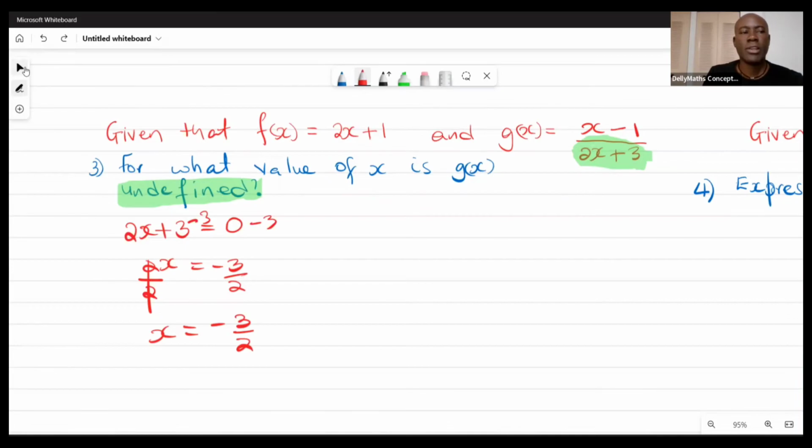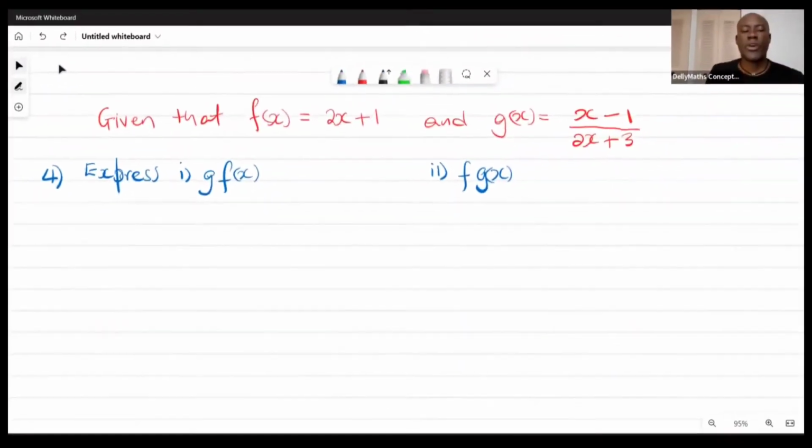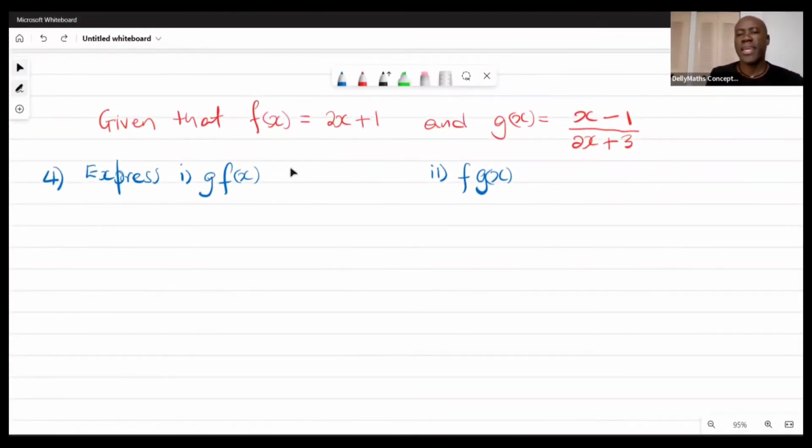Now let's look at another question. We want to express g of f of x, then f of g of x. This idea is actually called a composite function. A composite function is when a function goes into another function. In this case, we're going to look at it like a host and a visitor situation, where the first function being written will be seen as the host function, and the second function that is written, the one at the back, will be viewed as a visitor.